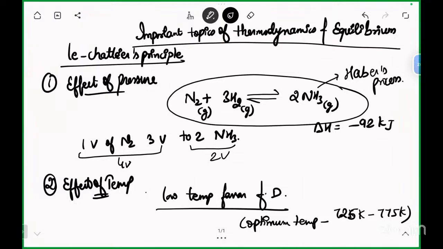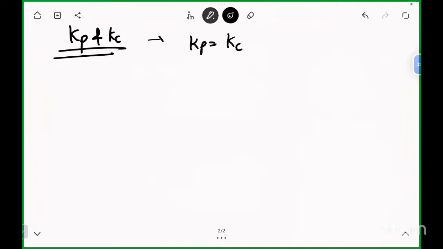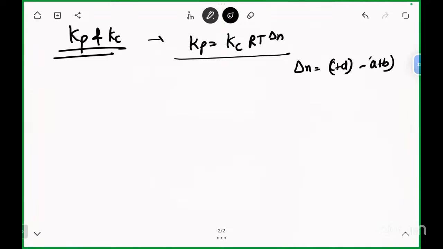Sometimes there is a relation of Kp and Kc, so the Kp and Kc relation is also important. That is Kp equals Kc (RT) to the power delta n. And delta n is calculated as (c plus d) minus (a plus b), where a, b, c and d are the stoichiometric coefficients of the reactants and the products. For example, this reaction is given as N2 plus 3H2 in equilibrium with 2 molecules of NH3.